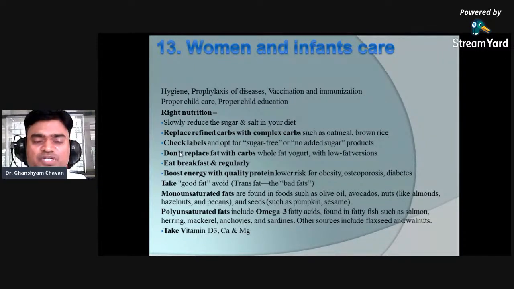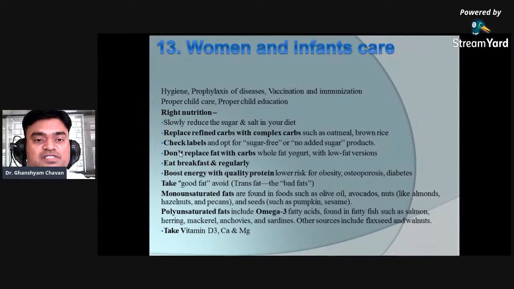In that, the right nutrition plays a great role in pregnancy. Slowly reduce sugar and salt, because sugar and salt are nothing but poison in our diet. In case of pregnancy especially, we should try to reduce them slowly. Replace refined carbohydrates with complex carbs, for example oatmeal and brown rice. Refined carbs are not easily digestible, while oatmeal and brown rice are easily digestible and helpful for our body.